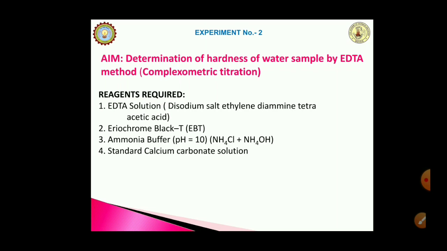Now why is this method of titration called complexometric titration? As I told you, this titration involves the complex formation between the hardness causing ions, that are calcium and magnesium, with two reagents of our experiment. One is EDTA and one is EBT. Now the endpoint can be determined by the different stabilities of these complexes, and hence the name complexometric titration is given to this volumetric titration.